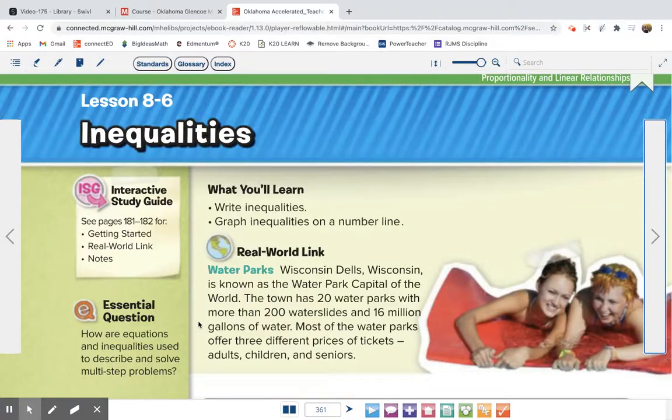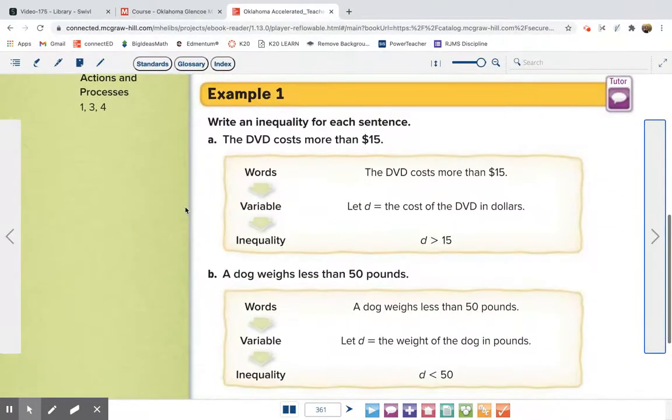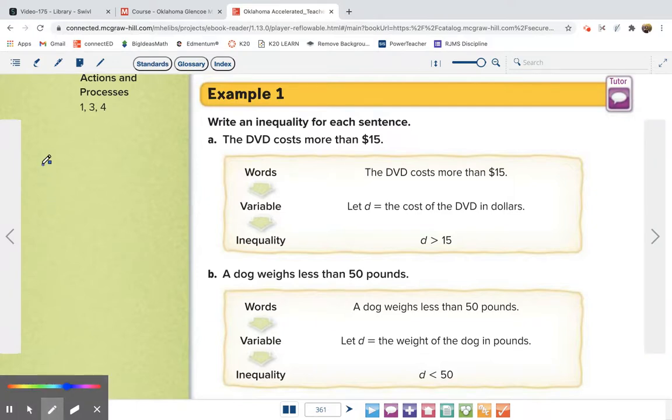This is lesson 8-6 and 8-7. So when you put that at the top, it's inequalities and solving inequalities. 8-6 and 8-7. Okay, so far we're going to look at just setting up an inequality. So our inequality signs, if you want to write those down, are greater than, less than, greater than or equal to, and less than or equal to. That's the four we're going to look at today.